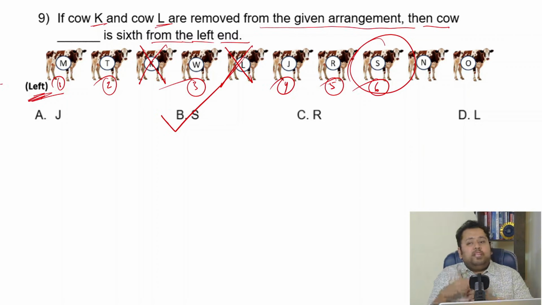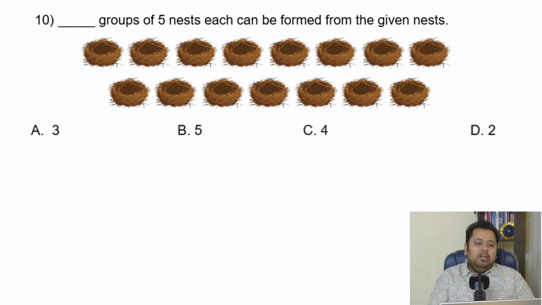And now we move to question number 10. That is the last question of the logical reasoning section. Dash groups of five nests each can be formed from the given nests. So you have to create a group of five, and how many such groups of five can you create from the image given here is what you need to find out. So pause the video, solve it first, and then look at the solution.